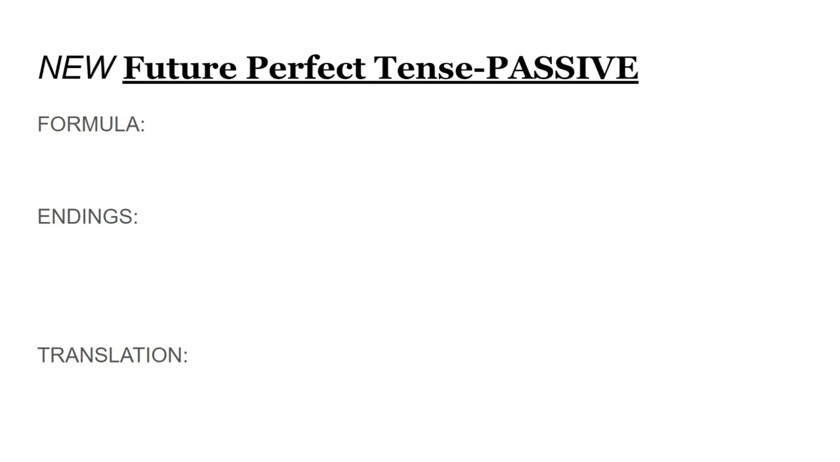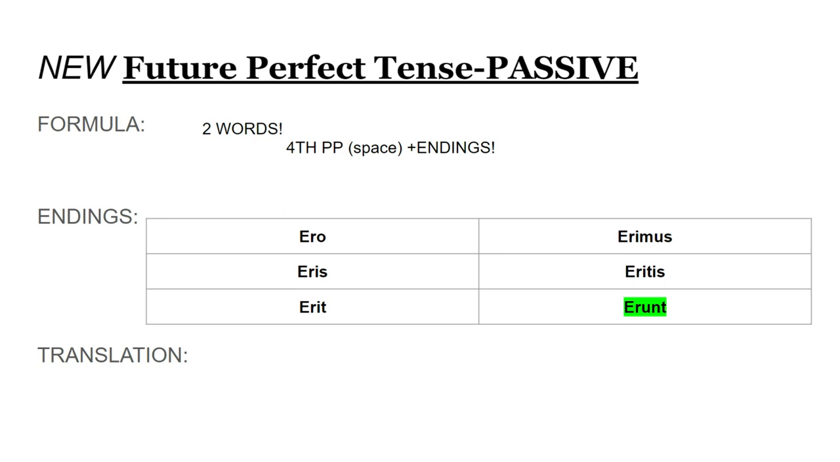Now for the new version. This is the future perfect passive. Just as the last two forms we've learned, it is two words. It uses that fourth principal part. And the second word are these endings. I highlighted one of these in green because it's the only one that's different from the earlier slide. Make sure to note this change of vowel. When it is altogether one word, when it is a true ending on the word, it's erint, E-R-I-N-T. But here for the passive, when it stands on its own, when it's its own word, E-R-U-N-T is correct.